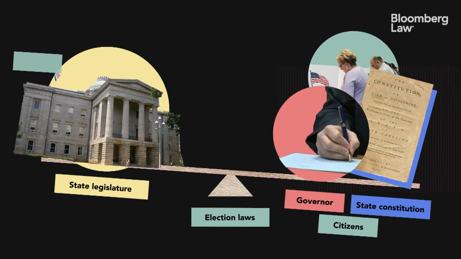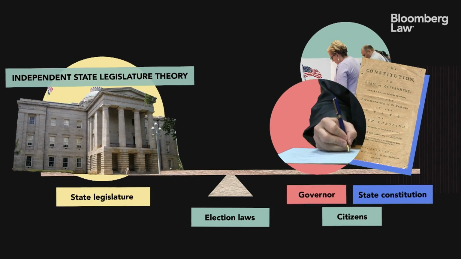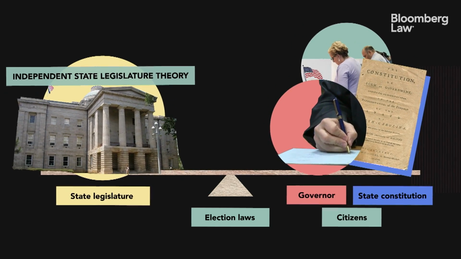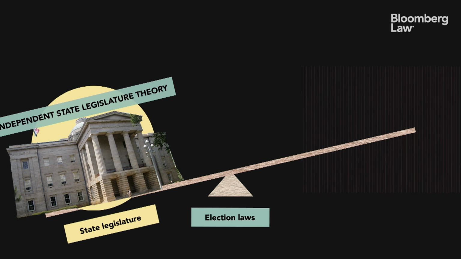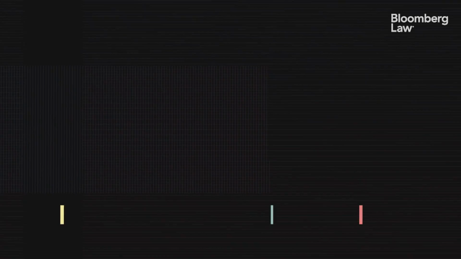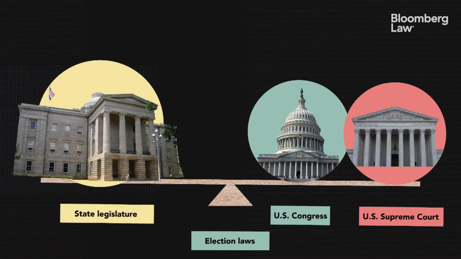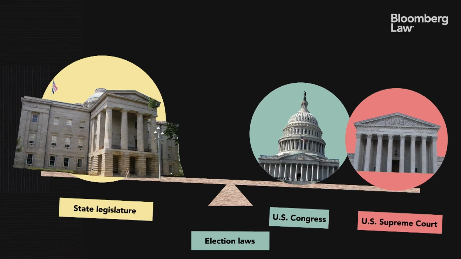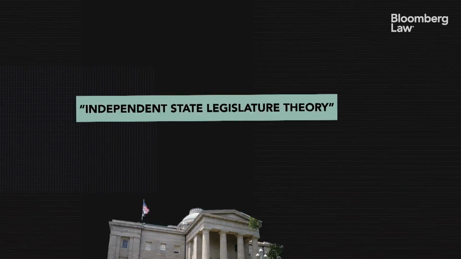But a ruling in favor of the independent state legislature theory would give state legislatures, many of them controlled by one party, nearly unlimited authority to write the laws governing federal elections. It's not the governor, it's not the state courts, it's not the state constitution, it's not even voter referendums. Only the legislature gets to have a hand in setting these voting rules. Congress and the U.S. Supreme Court would be the only checks, assuming either body had the votes or the will to do so. So where did this idea come from?